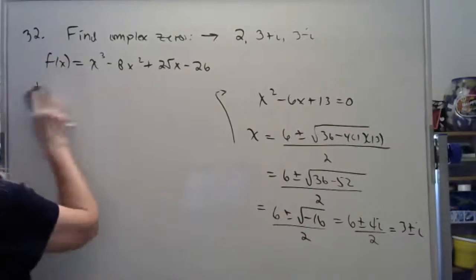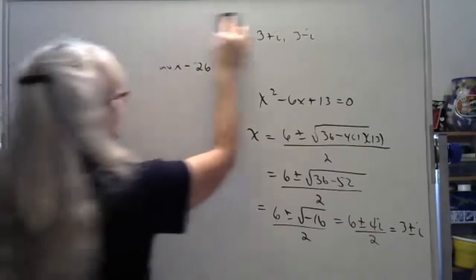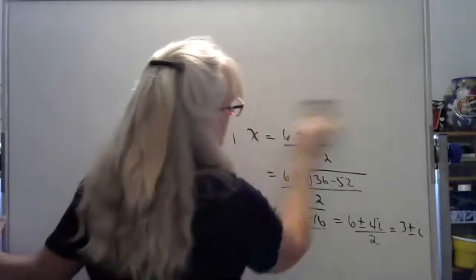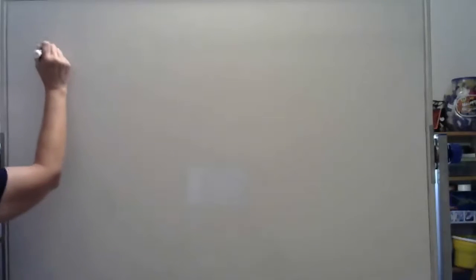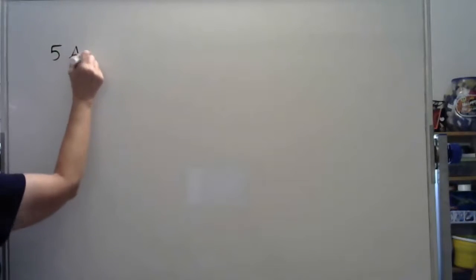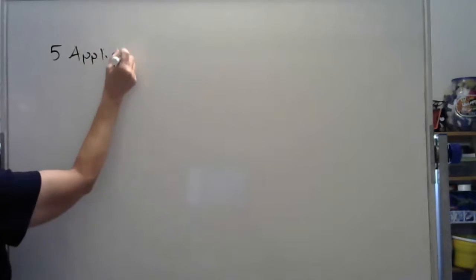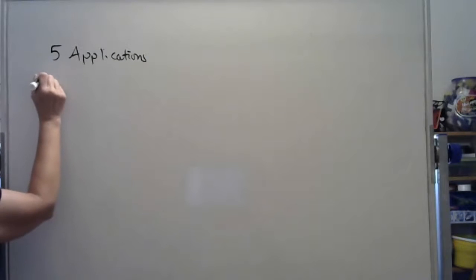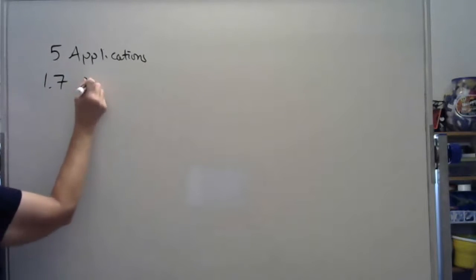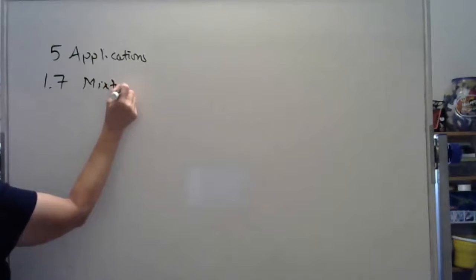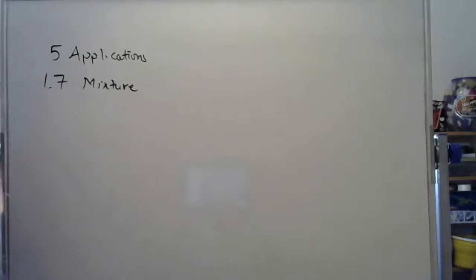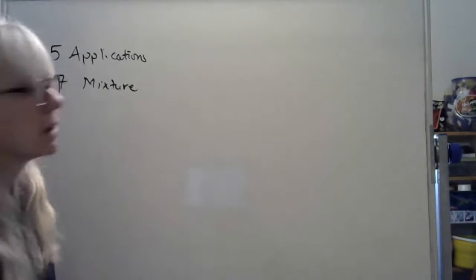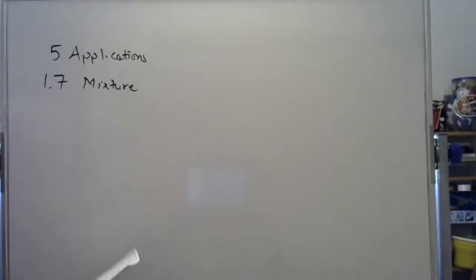The only other thing I want to talk about is the application problems, just to remind you that we did do application problems, and I just want to tell you what kind of problems to expect. So as you're working through the review, pay attention to those. You have a total of 5 application problems. One of them is from section 1.7, which was a mixture problem. Remember, you're mixing peanuts and cashews or cashews and almonds, that kind of thing. So you'll have one similar to that.